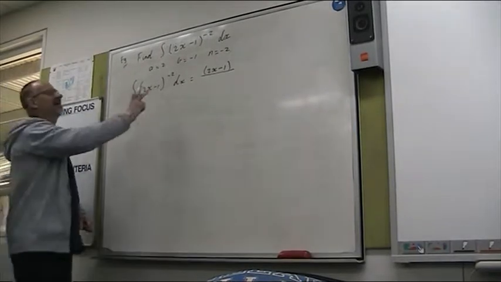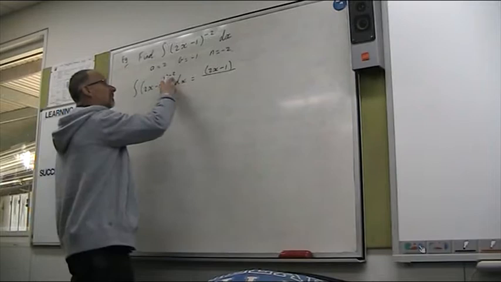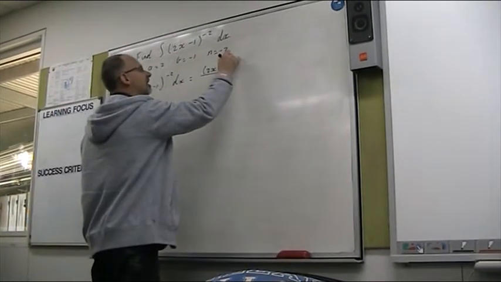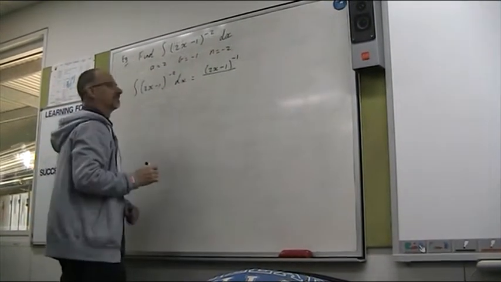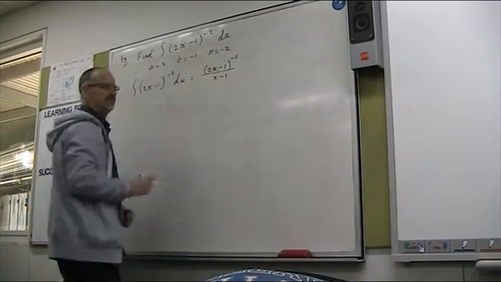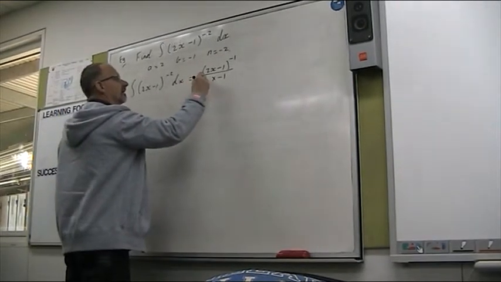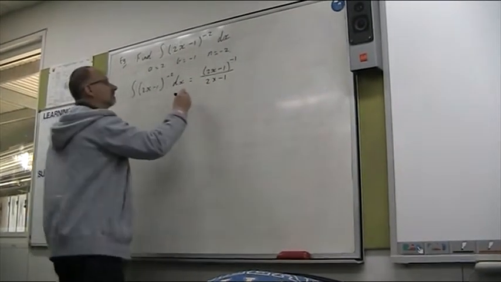So our power, when we're antidifferentiating we do the opposite, so we need to increase our power, so that's minus 1. We divide by our new power. We also divide by the a, the coefficient of x. Plus c.